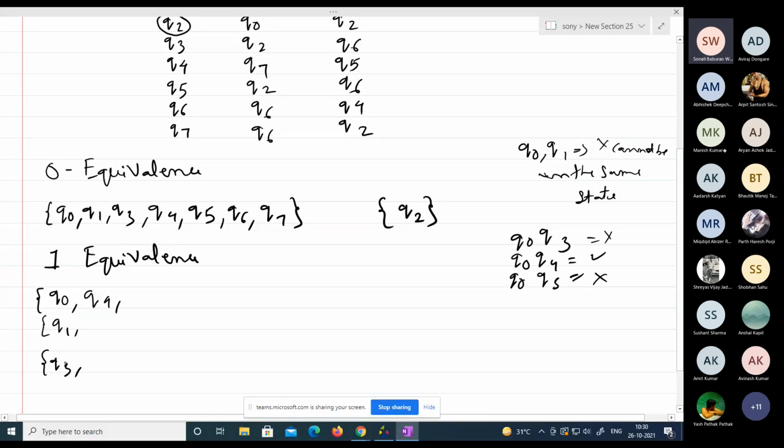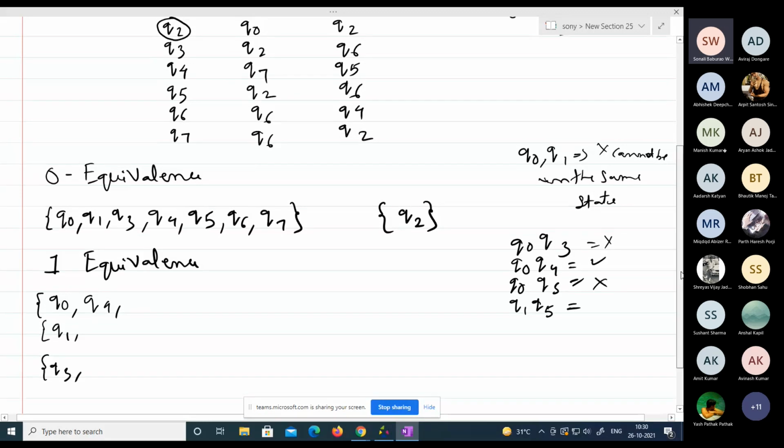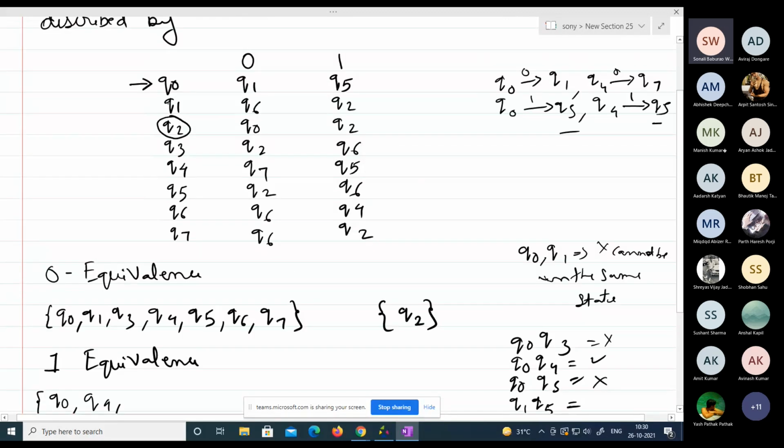Now we have two more groups left. Q1 and Q3. Let's see whether Q5 can be placed together with Q1. Q1 on 0 is giving Q6, right? Q5 on 0 is giving Q2. Similarly, Q1 on 1 is giving Q2 and Q5 on 1 is giving Q6. So they cannot be placed together.